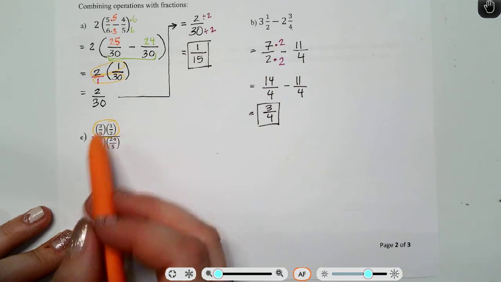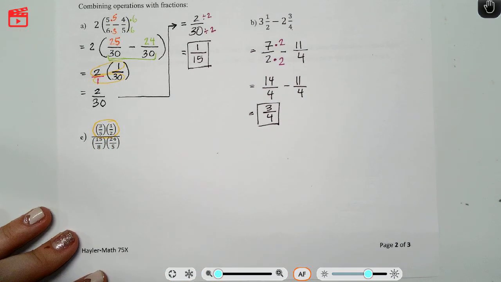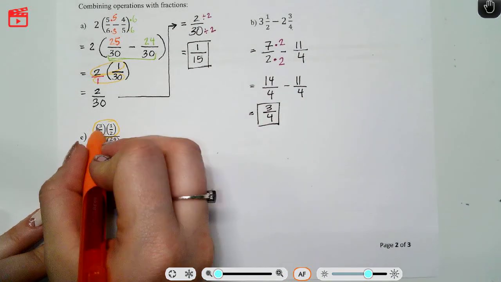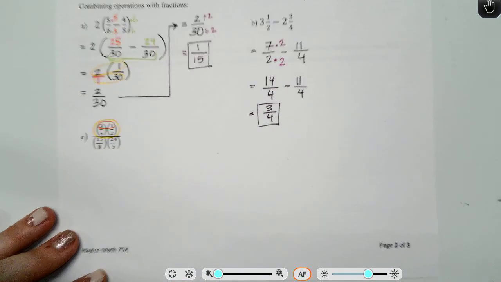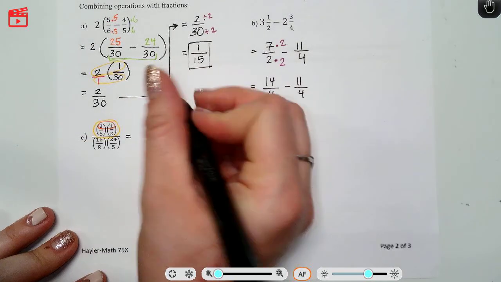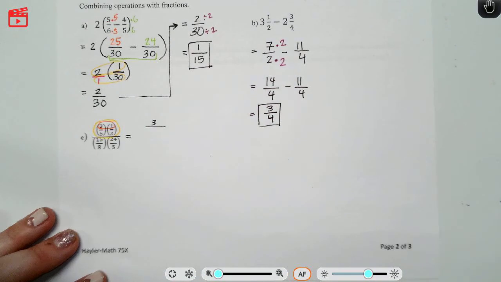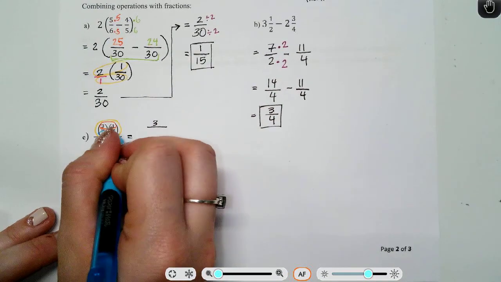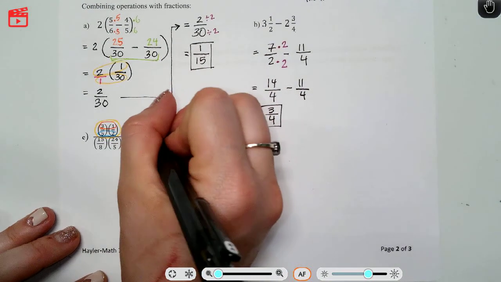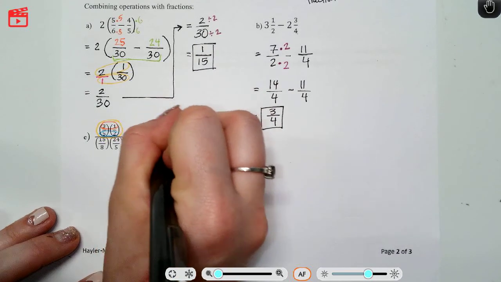Well, those are just 2 fractions being multiplied together. I know how to deal with that. Just multiply across the top. That's 3 times 1. And then for the bottom, just multiply across the bottom, 5 times 2. We've dealt with this. Big division sign.